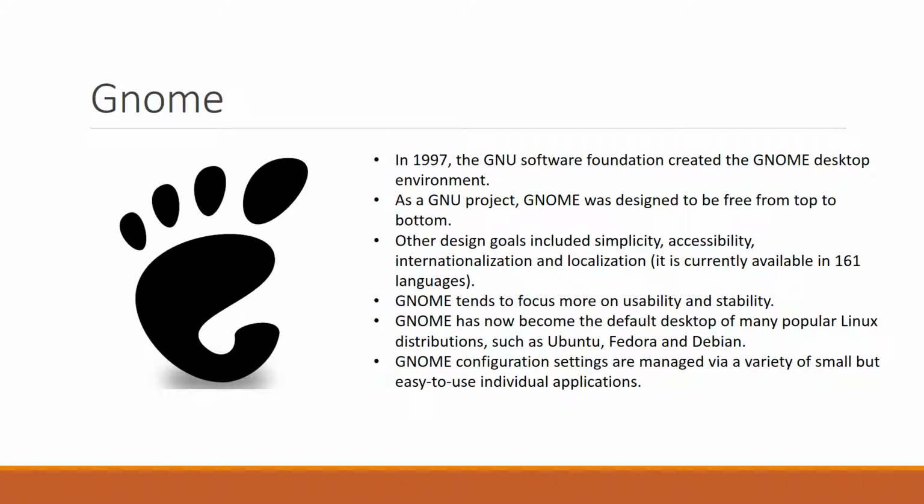In 1997, the GNU Software Foundation created the Gnome desktop environment. As a GNU project, Gnome was designed to be free from top to bottom. Other design goals included simplicity, accessibility, internationalization, and localization. Gnome tends to focus more on usability and stability.